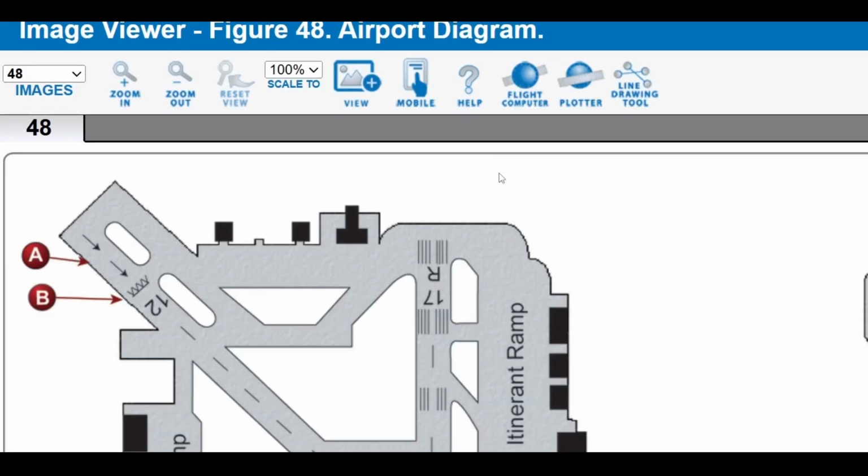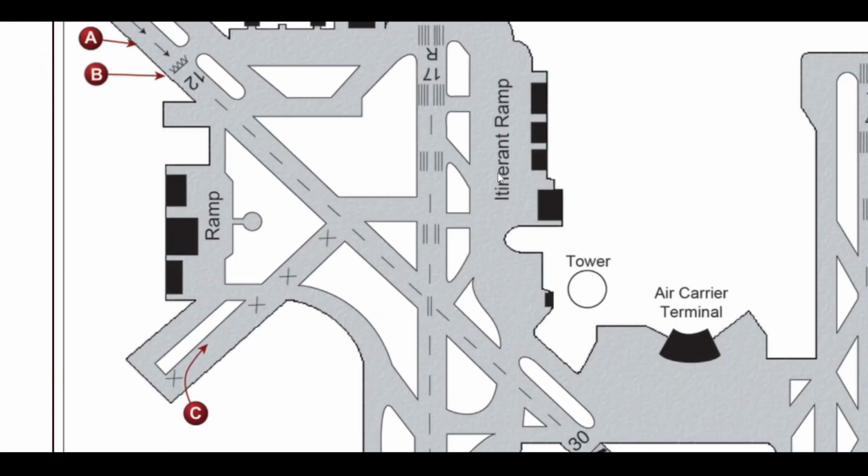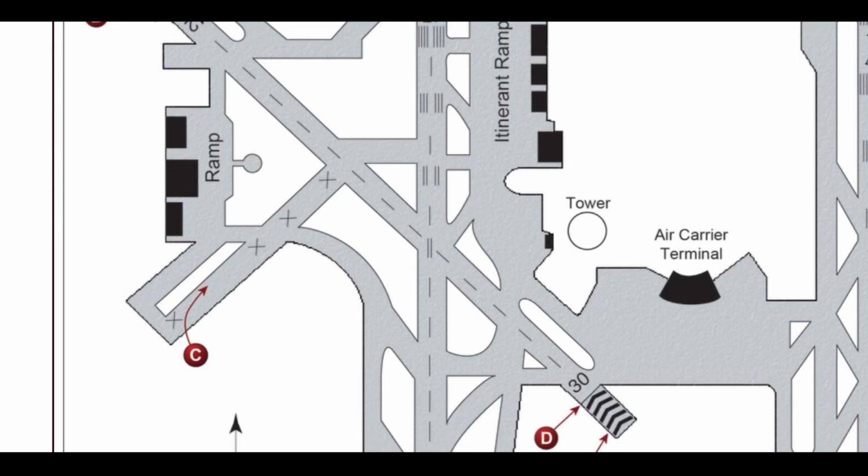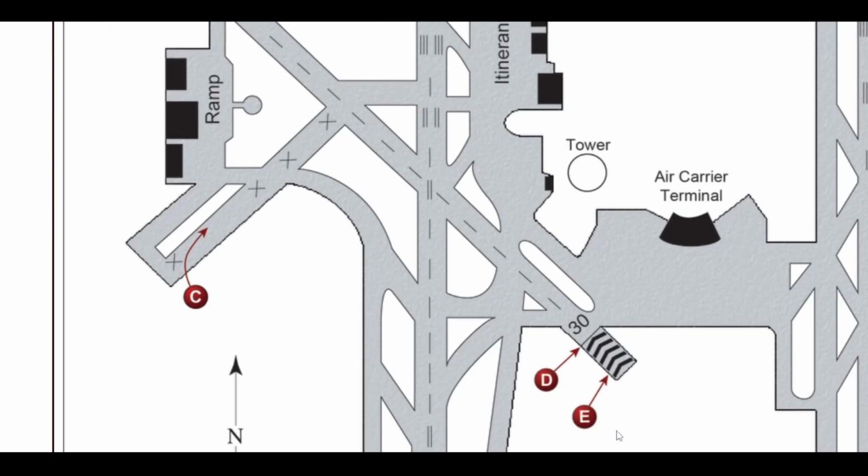So let's look at the image. We see that A and E are at the bottom here. These arrows are a landing portion of the runway. So you're not able to take off nor taxi for takeoff on this side of the runway. Number E is a threshold.